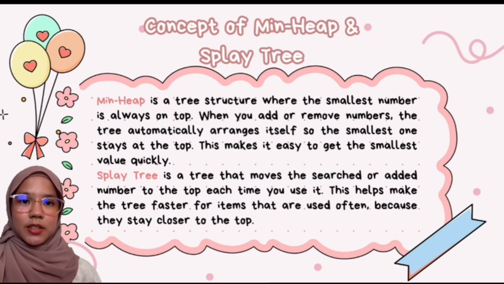Lastly, split tree is a tree that moves the searched or added number to the top each time you use it. This helps make the tree faster for items that are used often because they stay closer to the top.